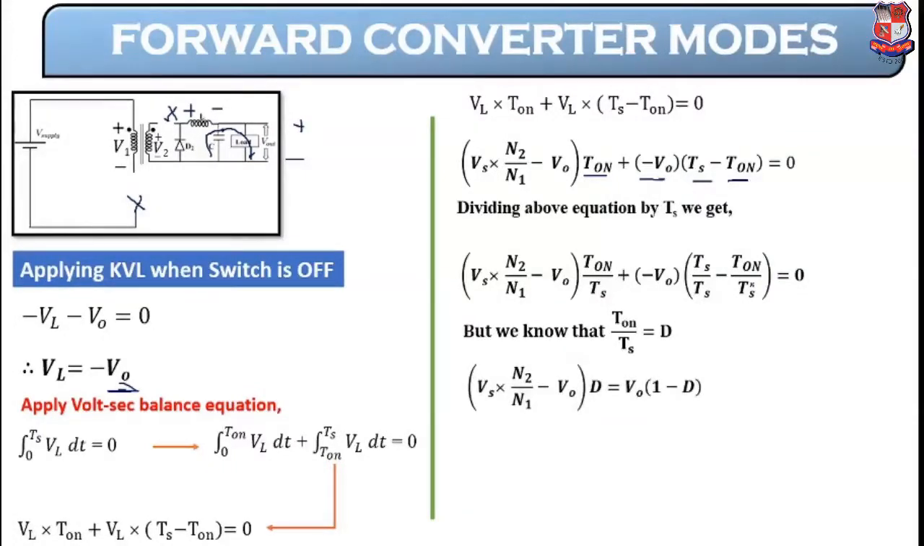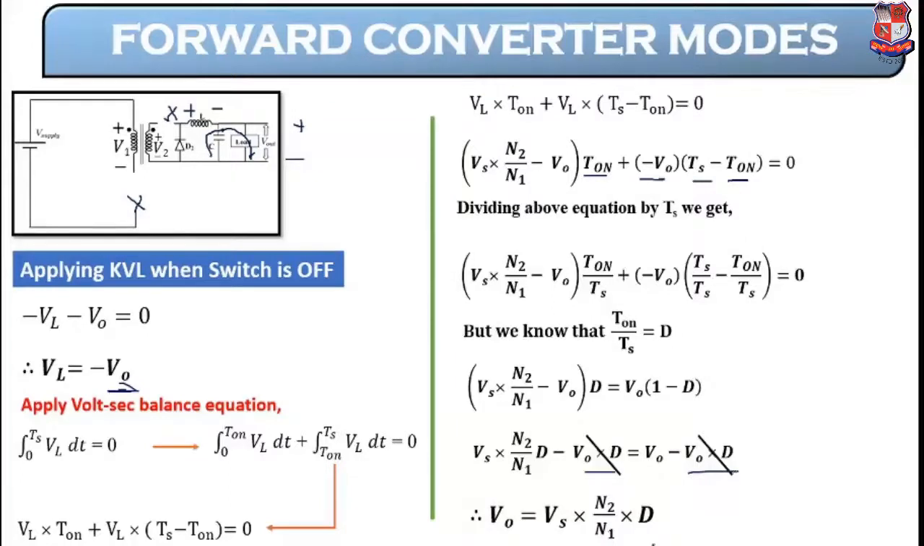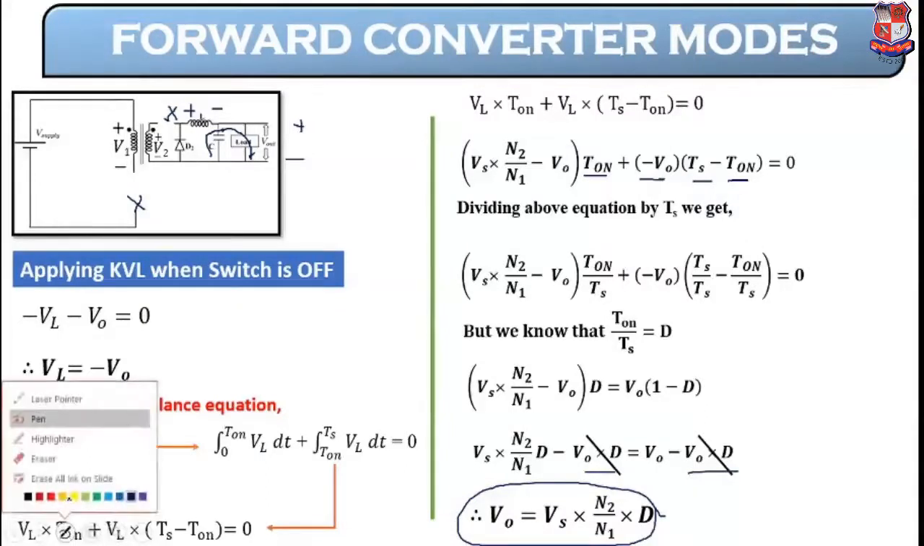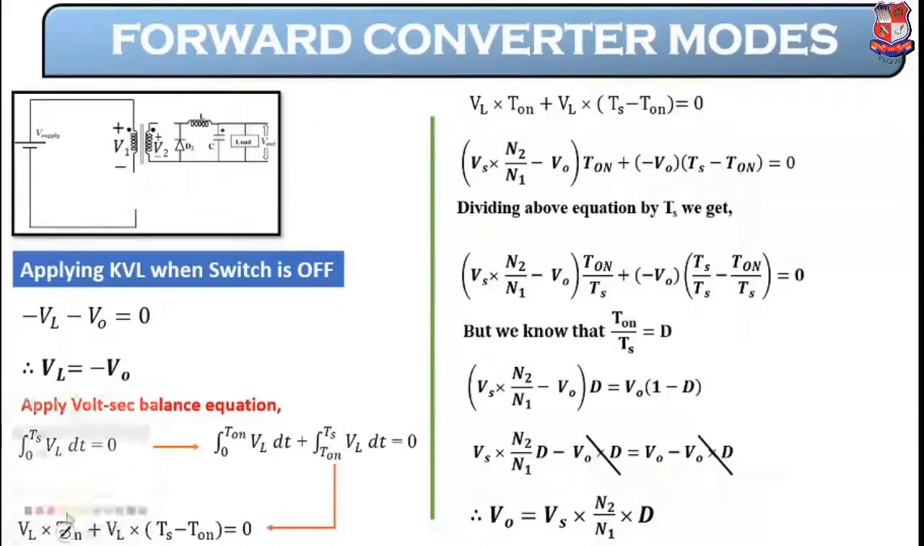Okay, so further solving this, you will get that Vs into N2 by N1 into D, capital D, minus VO into D will be equal to VO minus VO into D. So this term and this term will get cancelled. As a result, your output voltage will be equal to Vs into N2 by N1 into capital D. I hope that equation derivation was very easy.